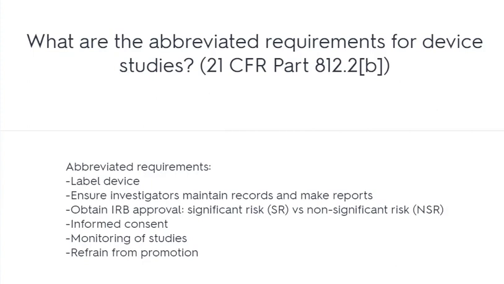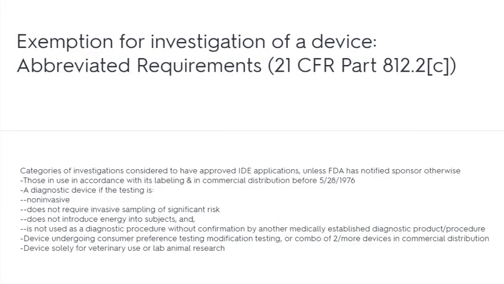What are the abbreviated requirements for device studies? Label the device. Ensure investigators maintain records and make reports. Obtain IRB approval. Significant risk versus non-significant risk. Informed consent. Monitoring of studies. Refrain from promotion. Exemption for investigation of a device: abbreviated requirements.